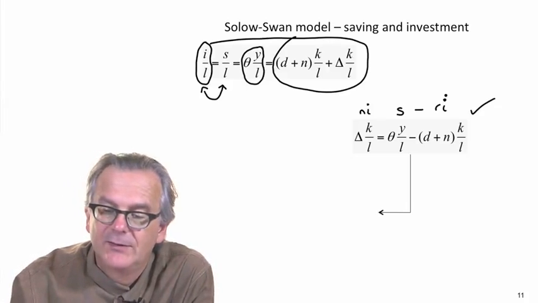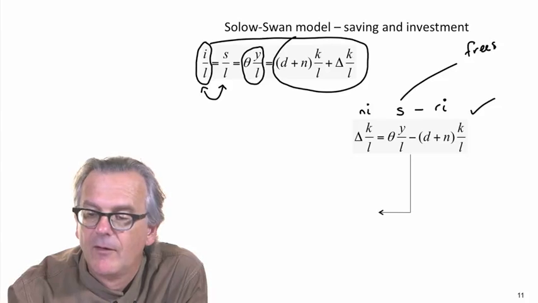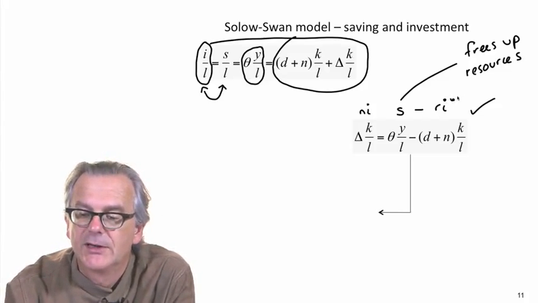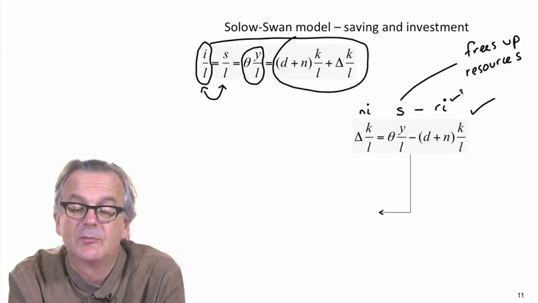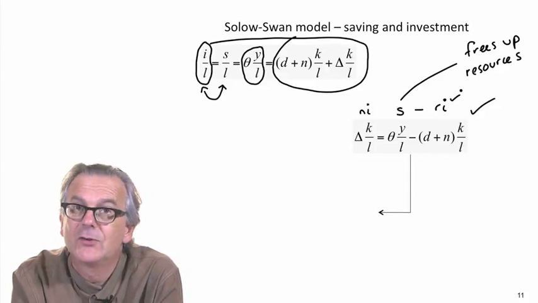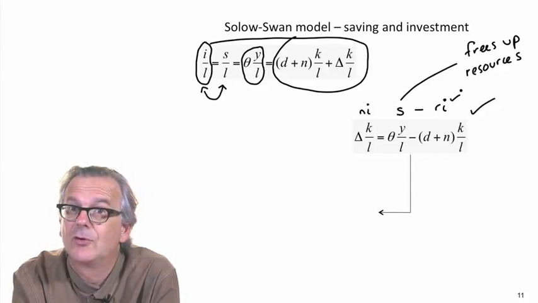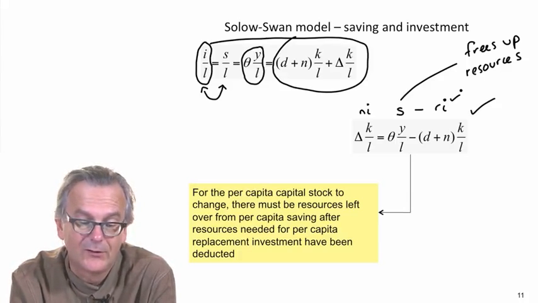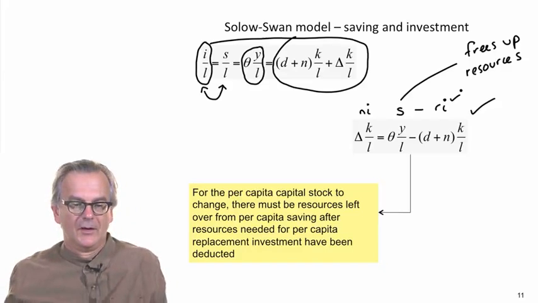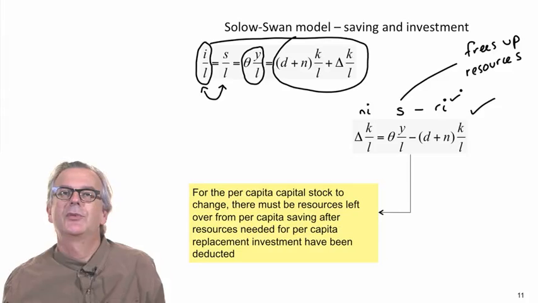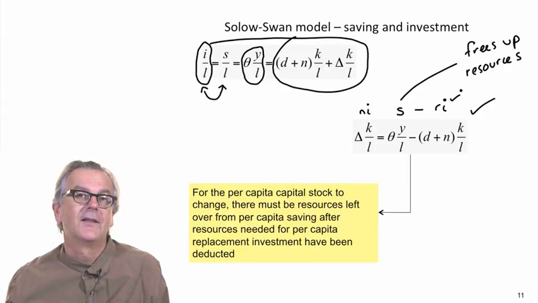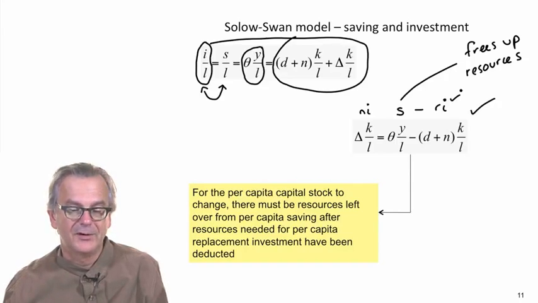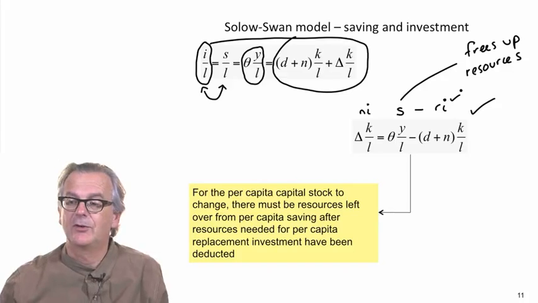The way to think about this is saving frees up resources. It's resources that are not immediately used. Some of those resources are going to be devoted to the replacement investment that's needed to offset depreciation and population growth. If there are any resources left over, those resources can be used for net investment, and it is the net investment that enables the capital-labour ratio to change. So to summarise, for the per capita capital stock per person, the capital-labour ratio in other words, for that to change, there has to be some resources left over from per capita saving after what is needed for per capita replacement investment has been deducted or has been used.